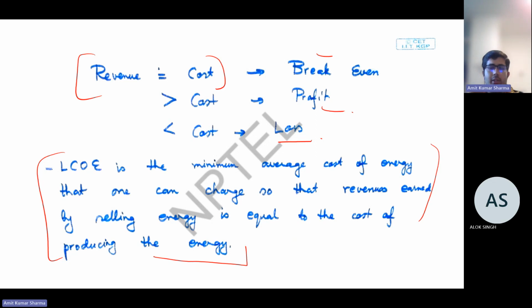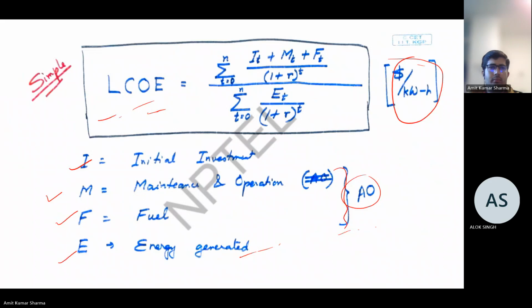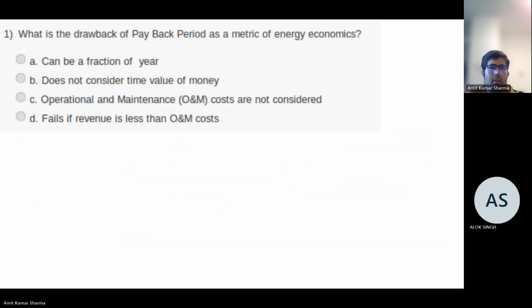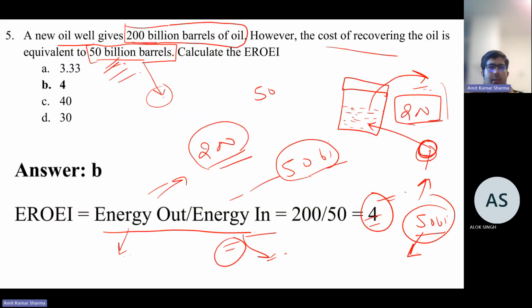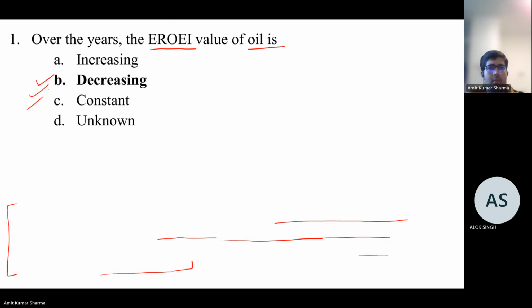So any doubt as of now, Alok? Anyone, any doubt? No, sir. Okay, so we have covered some numericals and concepts. But still we have some 10 minutes left.